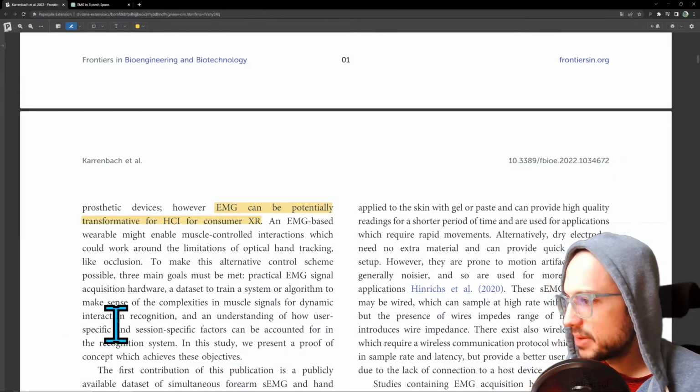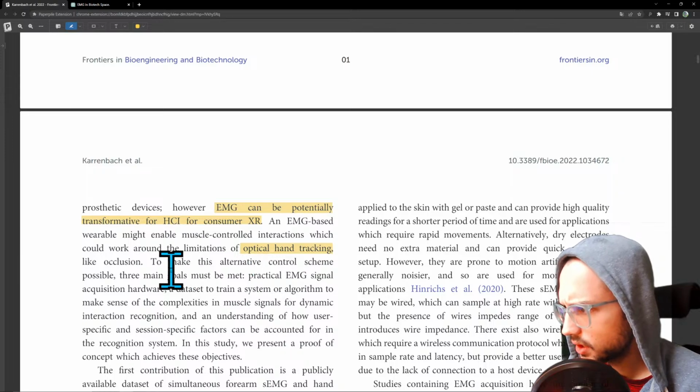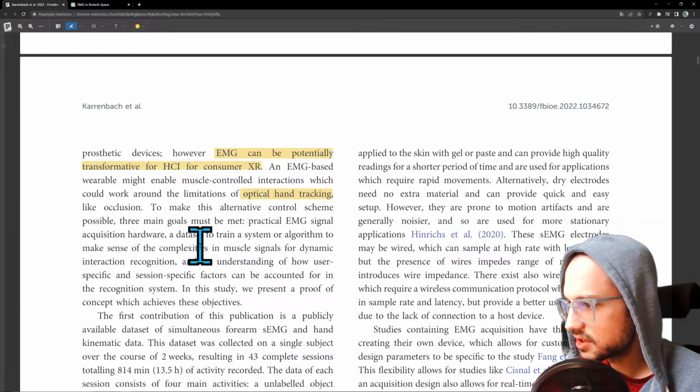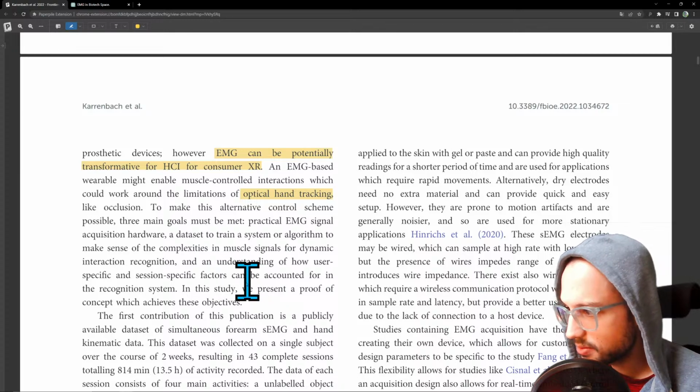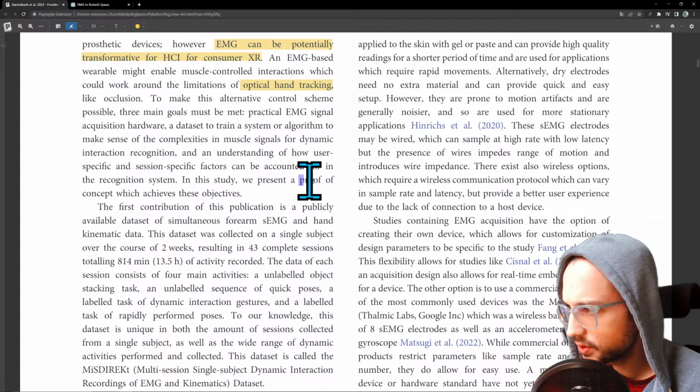An EMG wearable might enable muscle-controlled interactions, which could work around the limitations of optical hand tracking. So this is the computer vision-based hand tracking. 3 main goals must be met. Practical EMG signal acquisition hardware, a dataset to train a system or algorithm to make sense of the complexities, and an understanding of how user-specific and session-specific factors can be accounted for. Okay, proof of concept. I wonder if they're related to the company that Meta acquired.